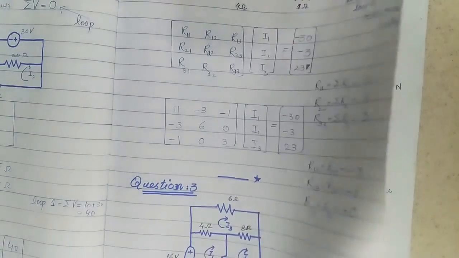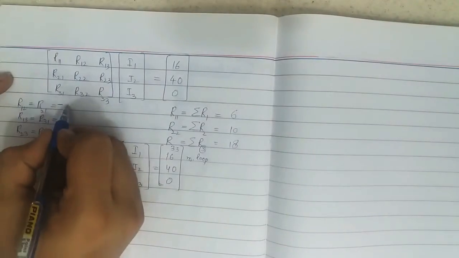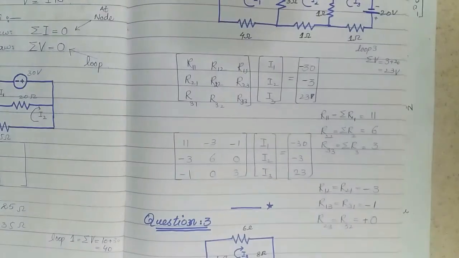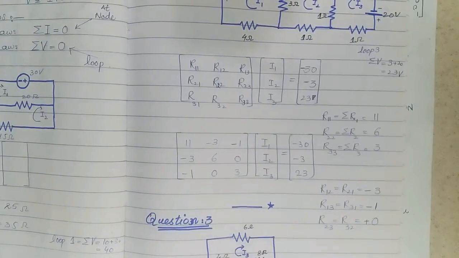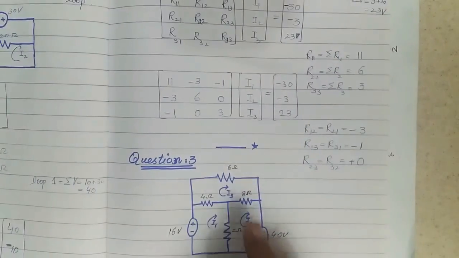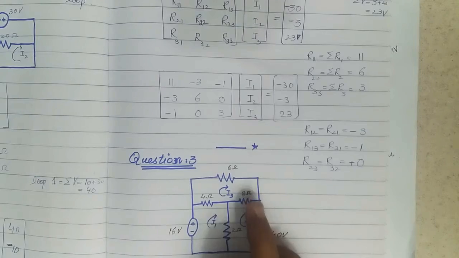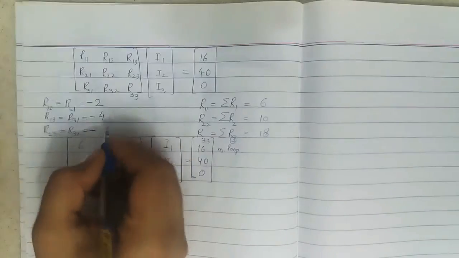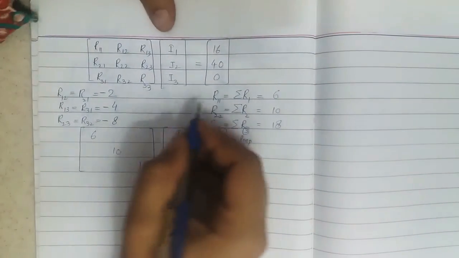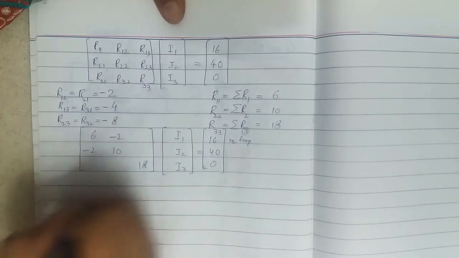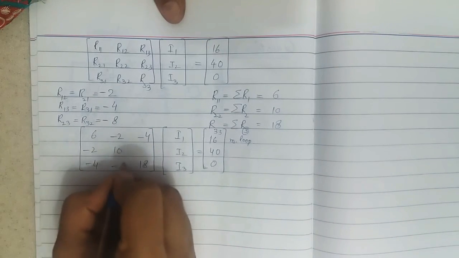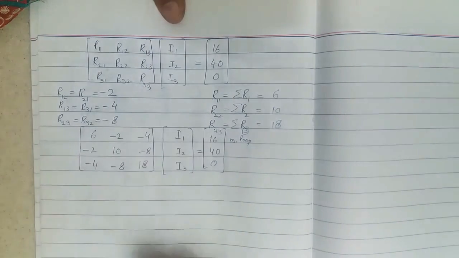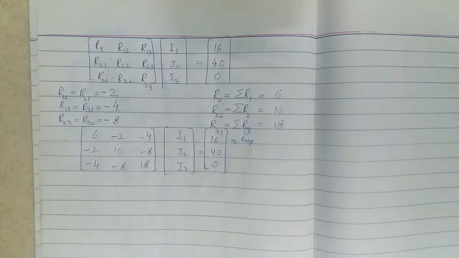First and third is 4. First and second is 2. First and third is 4. And between second and third is 8. So that is 8, common between second and third. 4 is common between first and third. And 2 is common between 1 and 2. So this is minus 8. Now put values: 1, 2, 2, 1, minus 2, minus 2, minus 4, minus 4, minus 8, minus 8. By multiplying this matrix form, you can make a system of linear equations.